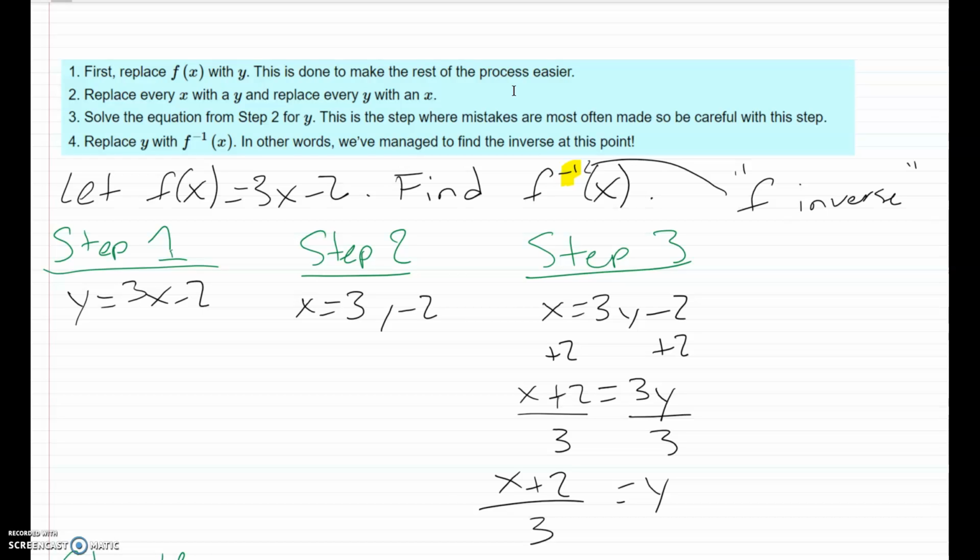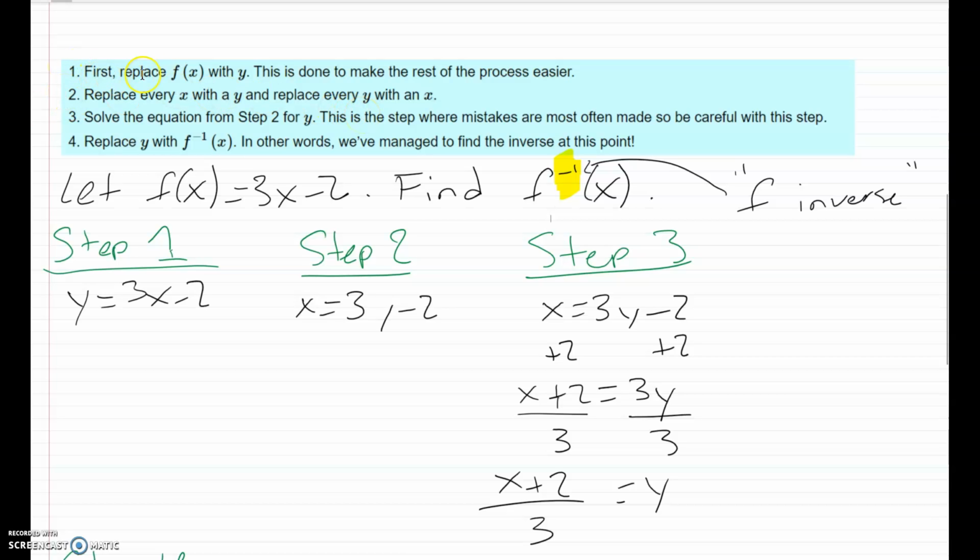Let's say we had any random function. Let's say f of x is equal to 3x minus 2. I want to find f inverse of x. By the way, if you guys aren't familiar with the notation, this -1 up here represents f inverse, the inverse of x. I want to find the equation of f inverse of x. Well, this step-by-step process is going to help us out.